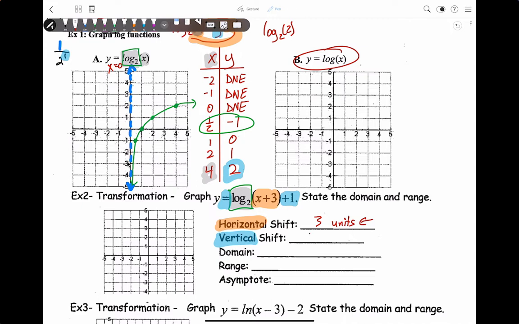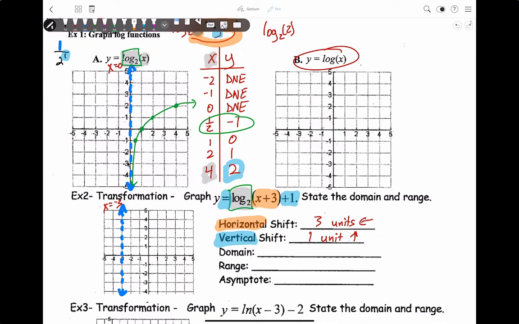And you also see 1 unit up as far as a vertical shift. Okay, so let's think about this. If I shifted everything 3 units to the left, one important thing that you have to know right off the bat is that you shifted the vertical asymptote of x is equal to 0 to now x is equal to -3. Okay, now everything else is going to shift 1 unit up. Okay, so everything shifts 3 units left and 1 unit up.